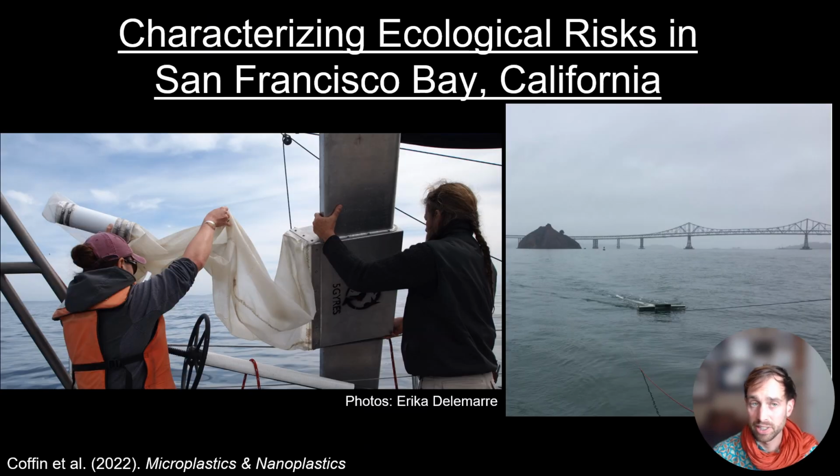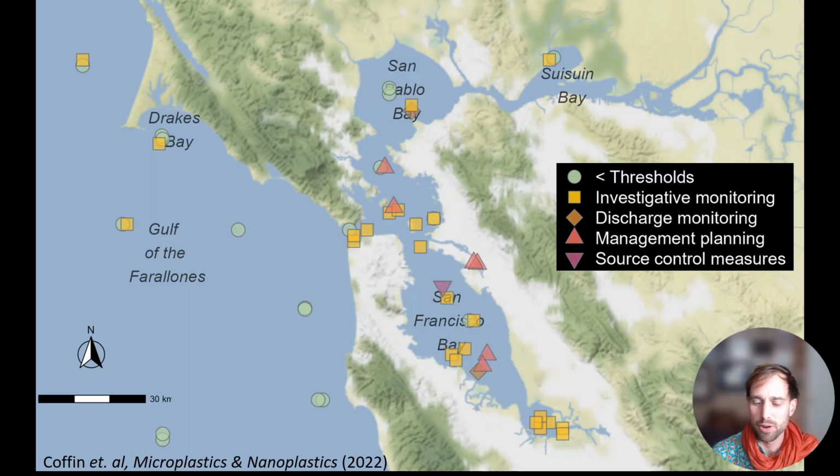I'd like to talk briefly about how we applied the aquatic ecosystem thresholds to monitoring data received in San Francisco Bay, California. We compared surface water monitoring results of microplastics in San Francisco Bay to our aquatic ecosystem thresholds and found that the majority of samples within San Francisco Bay exceeded the investigative monitoring threshold, suggesting that there may be potential risk occurring in this ecosystem.